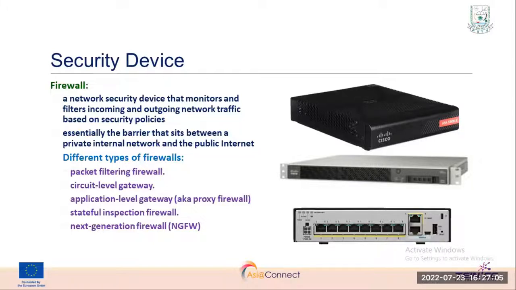There are some security devices, like a firewall, which are network security devices that monitor and filter the incoming and outgoing network traffic based on security policies. Essentially, it is the barrier that sits between the private internal networks and the public networks. A firewall can be a software or hardware device that is placed at the entry point of the network to maintain the security policy of an organization.